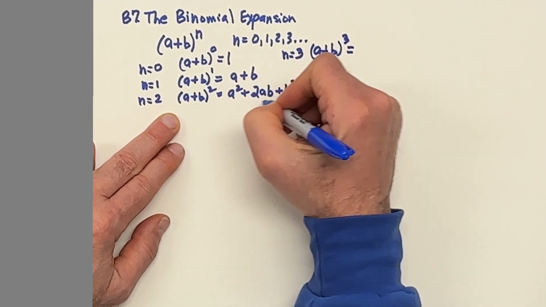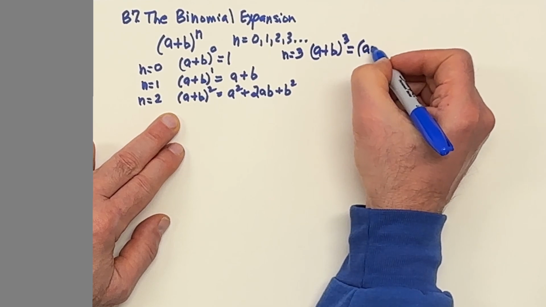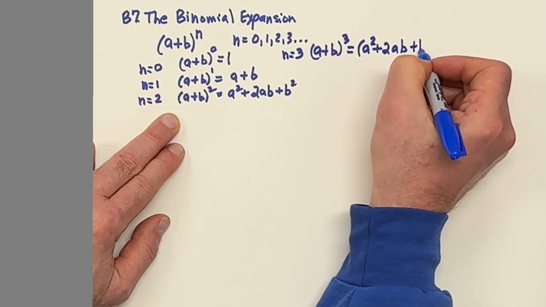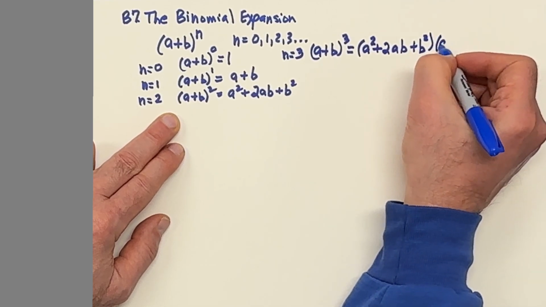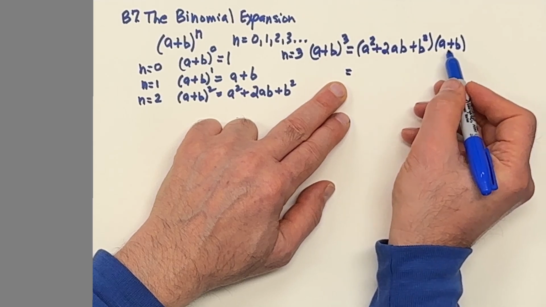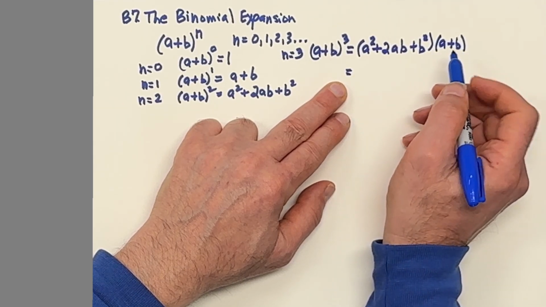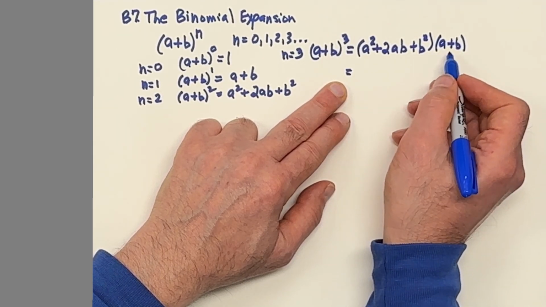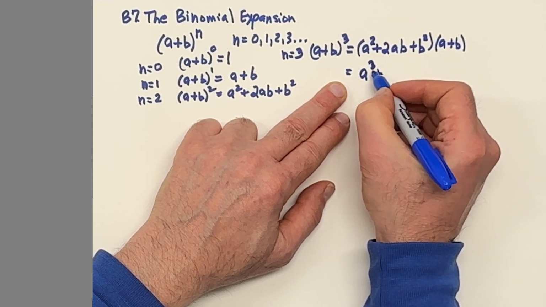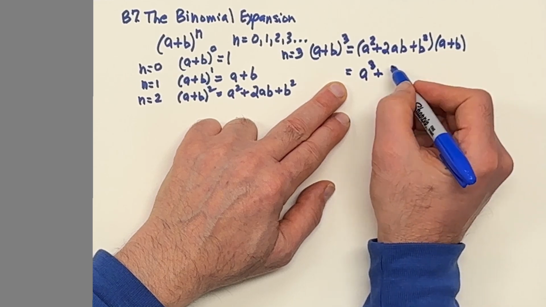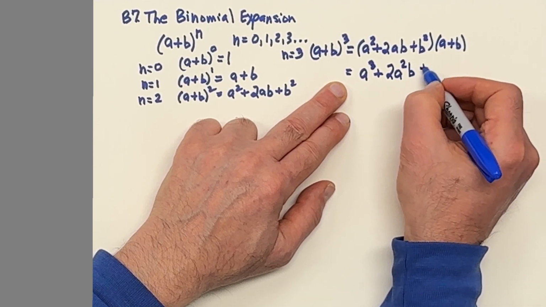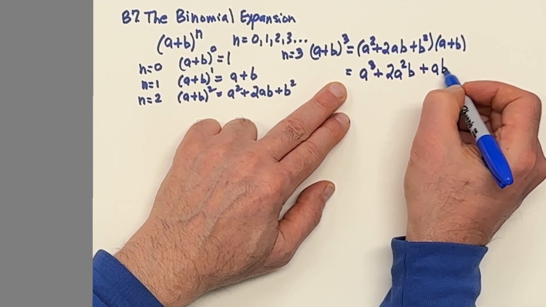would be, we would take the one we just calculated, a squared plus 2ab plus b squared, and multiply that by a plus b. Now, if I do that, I would get, coming in here with the a first, use the distributive axiom. So this is a cubed plus 2a squared b plus a b squared.